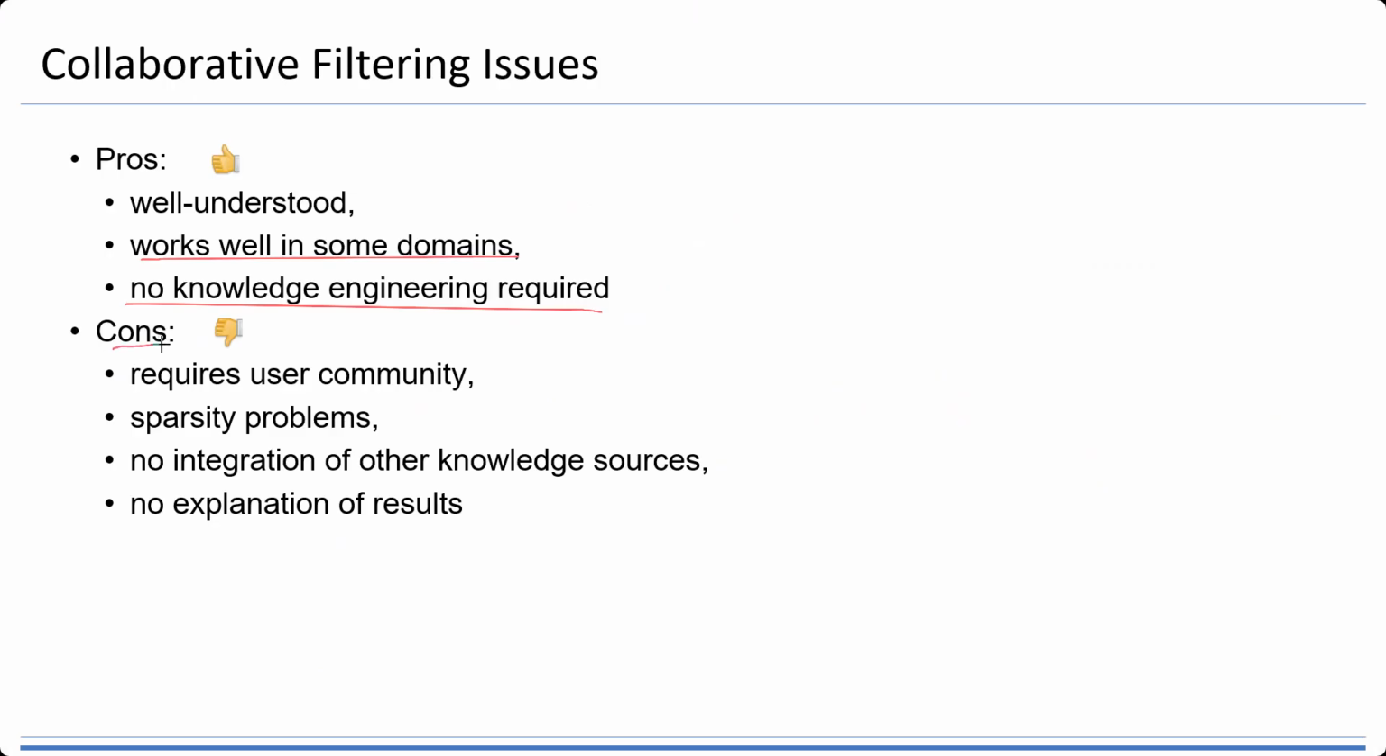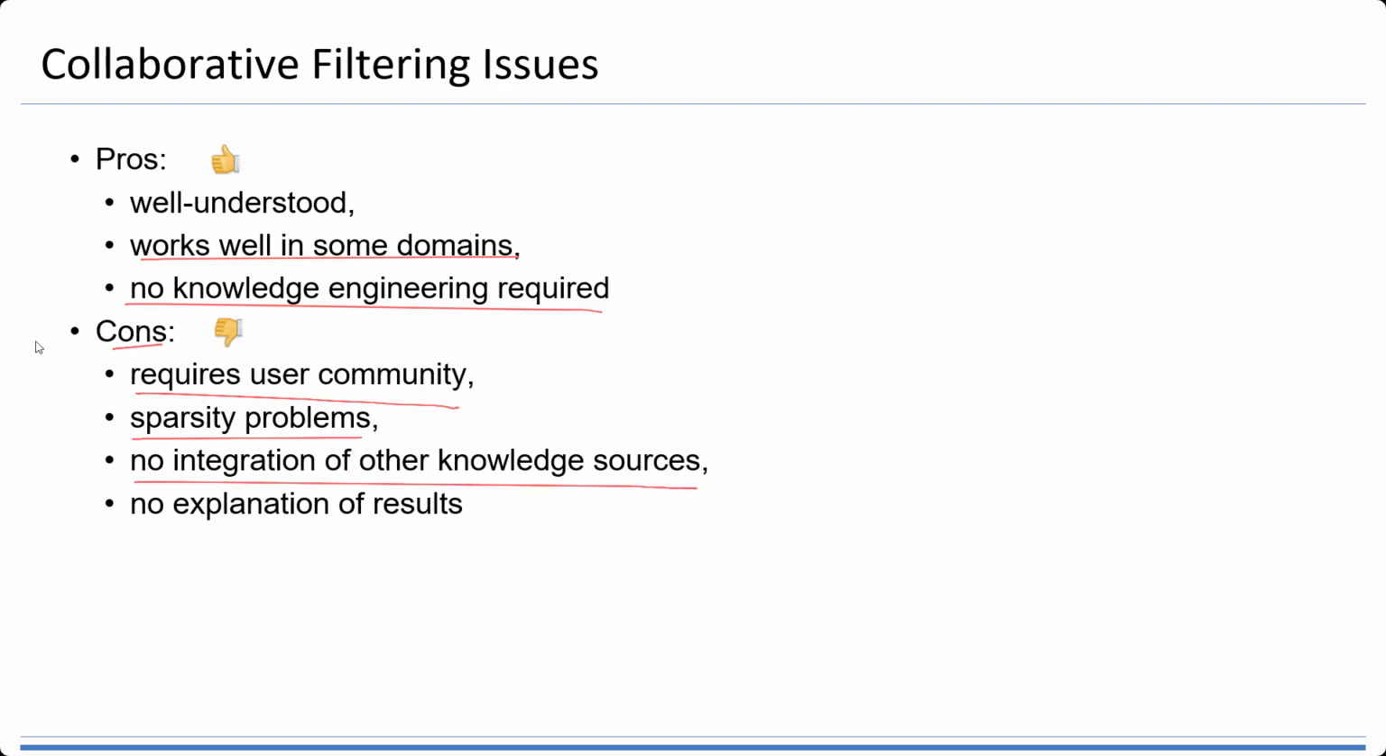But the cons, meaning the disadvantages: it requires a user community. It means we need to get data from users, from people, from customers. And the sparsity problem. Sparsity problem means when the value 0 exists, or when many users did not give ratings. That's a problem. We cannot use collaborative filtering in that case. And there is no integration of other knowledge sources.